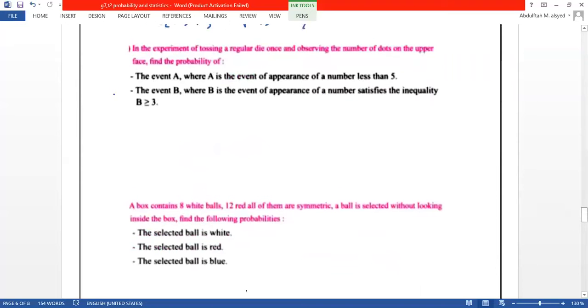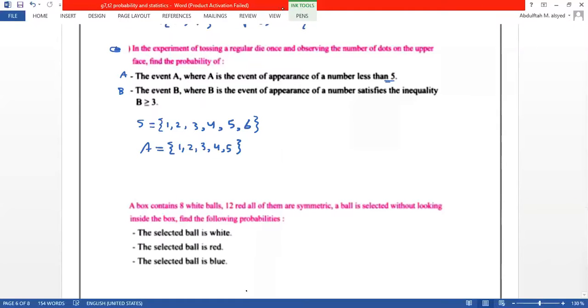The next problem is the experiment of tossing a regular die once and observing the number of dots on the upper face. Find the probability of the following. First we have to write the sample space. Let this be A and this be B. A is the event of appearance of a number less than 5. The sample space of throwing the dice once is 1, 2, 3, 4, 5, or 6. The event A is appearing of a number less than 5. What are the numbers less than 5? 1, 2, 3, and 4.